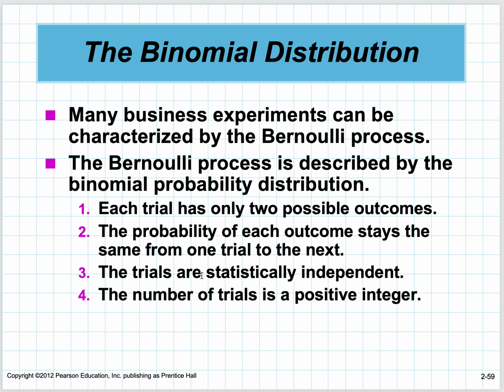And the trials are statistically independent. If I flip 9 heads in a row, what's the probability of flipping a head on the 10th flip? It's still 1/2. If I've picked 8 defective products on my way to 15, what's the probability of the 9th one being defective? It's still whatever the defect rate is.